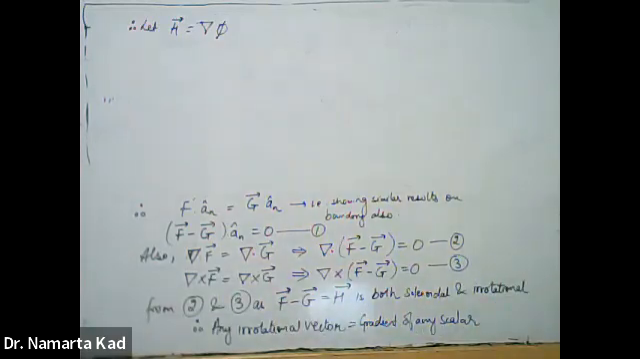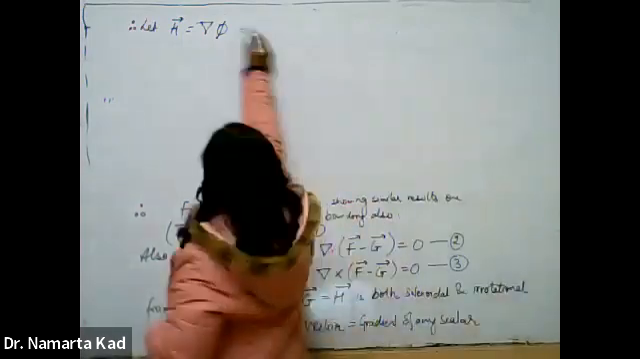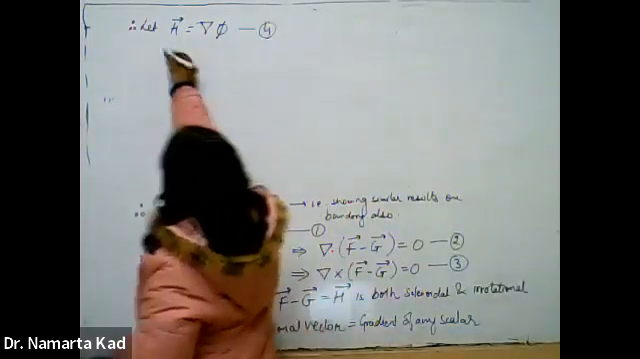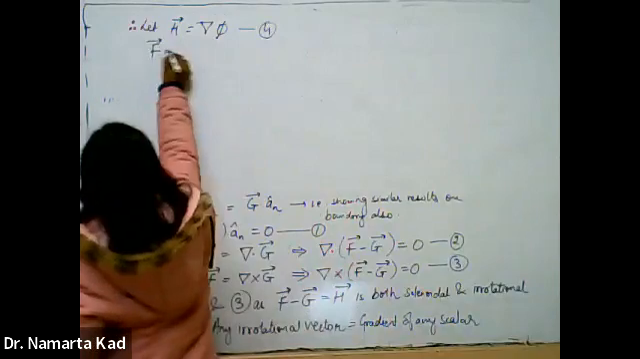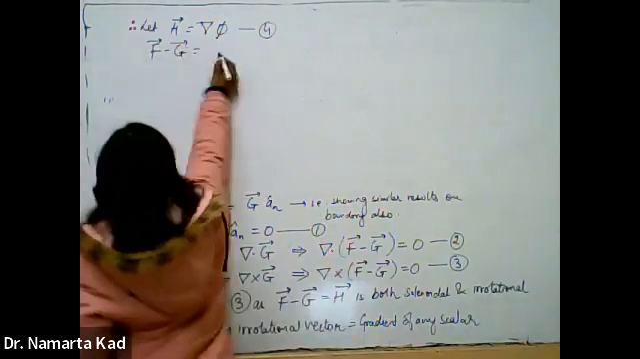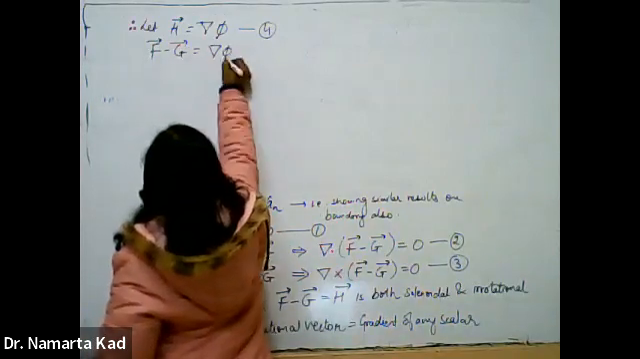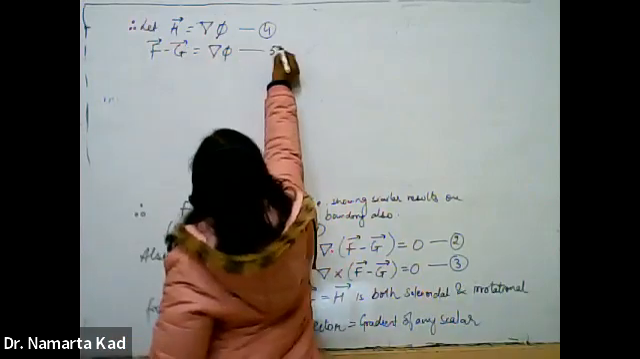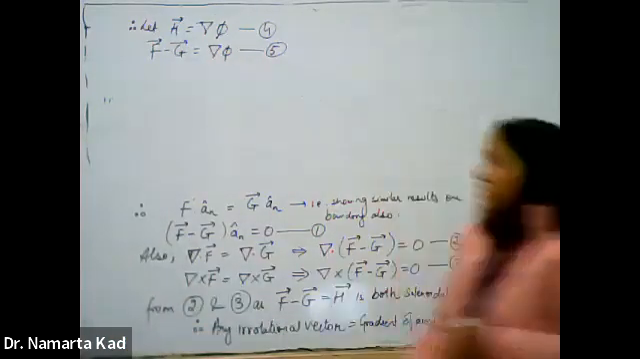Mark it as equation number 4, or you can also write it as f minus g vector is equal to del phi. Mark it as equation number 5.